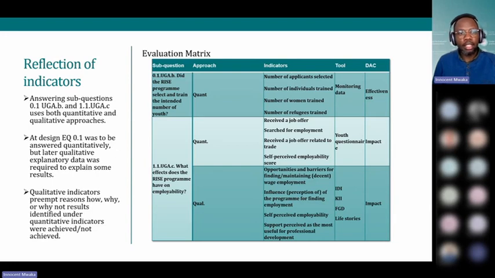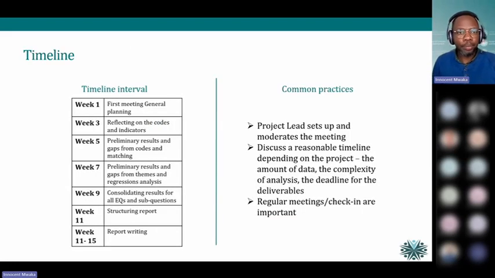And here again, in the design, we did not have, for the first question, a qualitative component, but after having some information, some analysis from the quantitative side, we integrated a qualitative part to provide some explanations, which I will show you when we talk about the results.